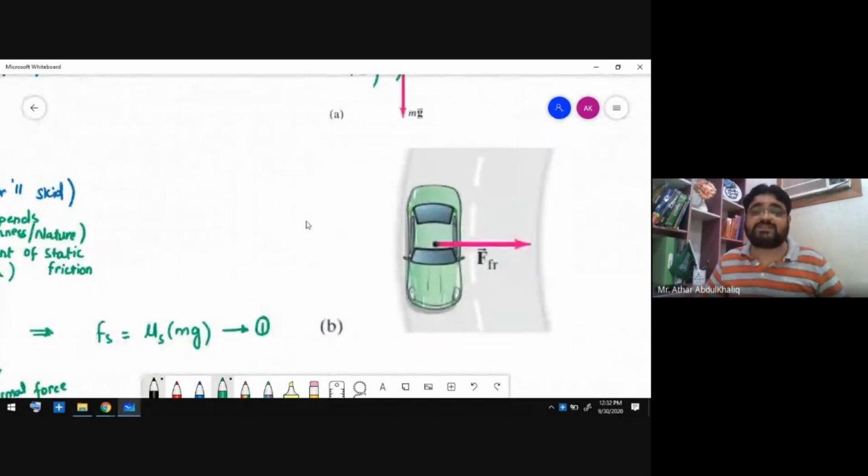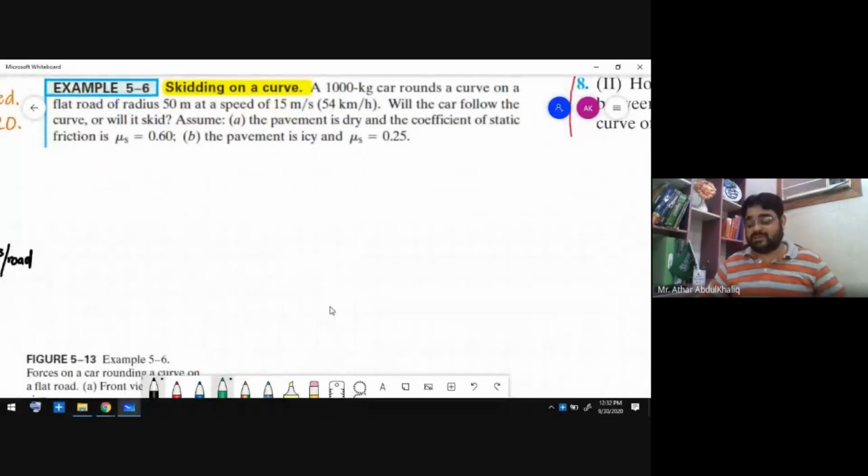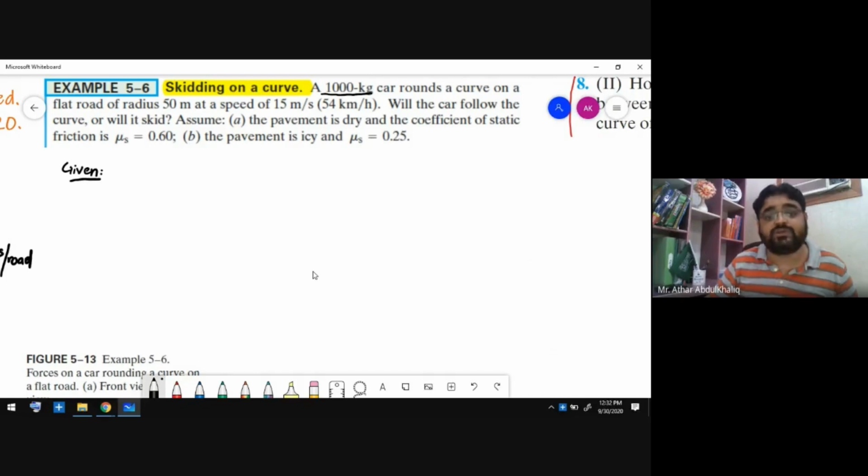You can understand this explanation after solving this numerical problem, example 5-6. I'm going to solve this, and inshallah you will understand all of the explanation which I gave you. There is a car which is going to take a turn around a curved path. The mass of the car given to us is 1000 kilogram. As we always need to write the given data first of all, and then we will go to solve the problem. So the first thing given to us is the mass of the car, 1000 kilogram, and you know kilogram is the standard unit. We don't need to change it.